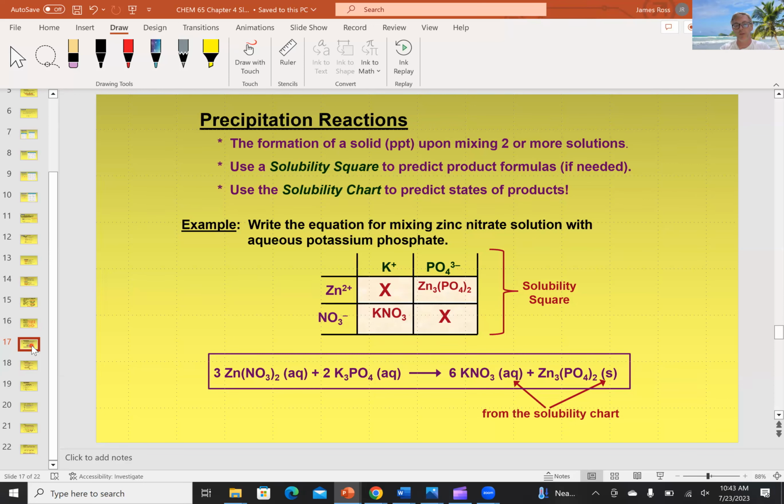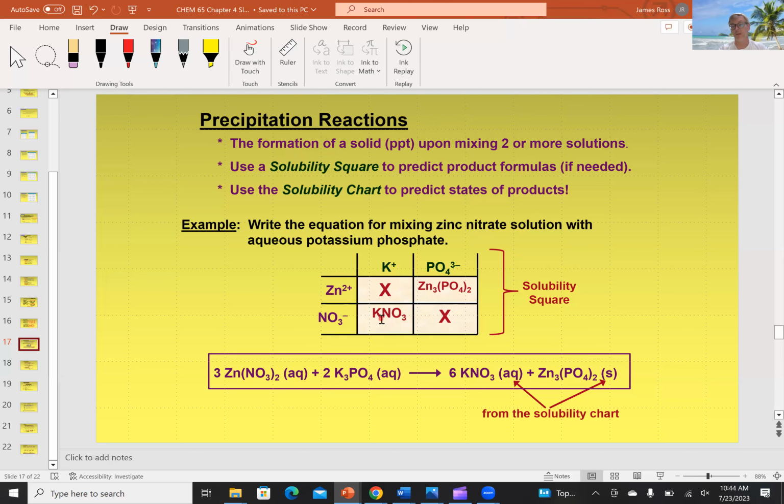One way that we can predict products and then check them in a solubility chart is to use an example here shown as the probability square. So for example, if we were going to react zinc nitrate together with potassium phosphate, we could write zinc nitrate as a column. We could write potassium phosphate as a row. And then the diagonal we ignore because cations don't interact and anions don't interact. But when we exchange partners in a double displacement, the zinc is now going to take the phosphate to make zinc phosphate. The potassium is going to take the nitrate to make potassium nitrate.